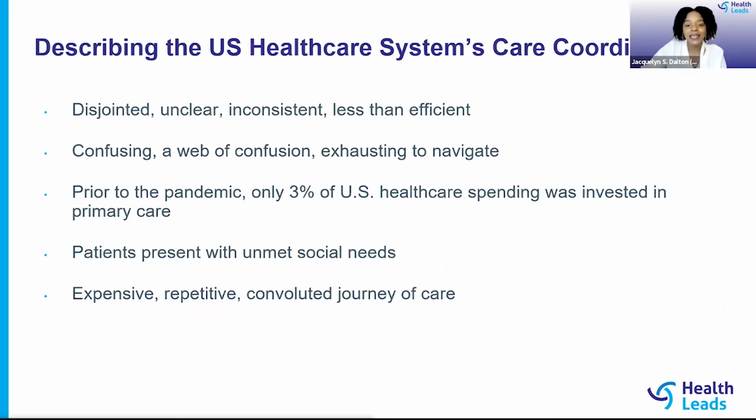Also, prior to the pandemic, a lingering statistic that we hear is that there's a lack of investment in primary care, with only 3% of US healthcare spending going into the primary care sector. Patients are presenting with unmet social needs, along with not having enough time to address all of those social needs. And the system is being described as mostly expensive, repetitive, and a convoluted journey of care. So in many ways, they describe a very fragmented system, not the idea of care coordination that I shared in my previous slide. And next slide, please.